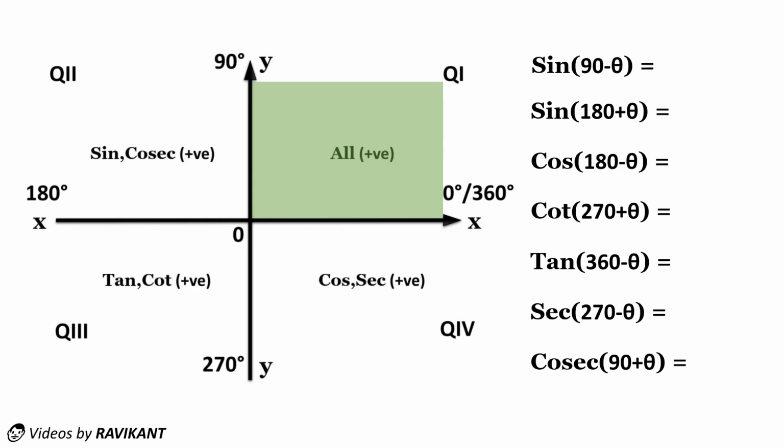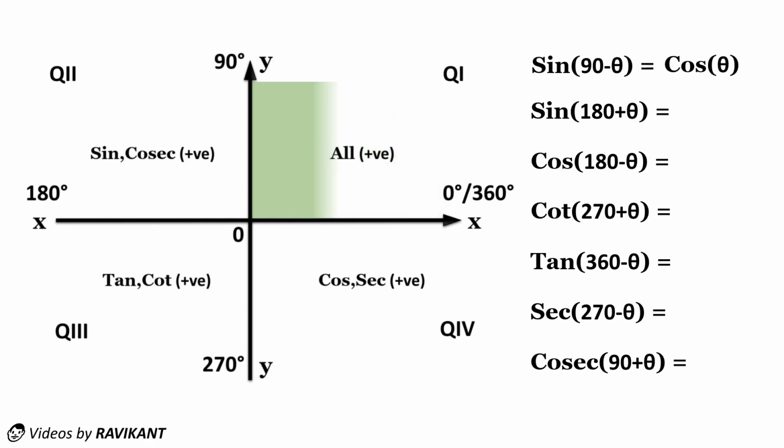So return back to the question. We have the angle 90 minus theta that lies in the first quadrant. And in this quadrant, all trigonometric ratios are positive. So the sign will be as it is, and we have been given sine as the trigonometric ratio that will change according to the angle. So the angle is 90 minus theta, that means it will change into cos. So finally we have got sin 90 minus theta is equal to cos theta.